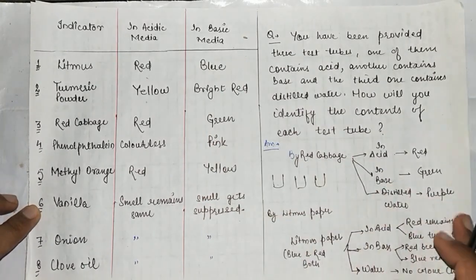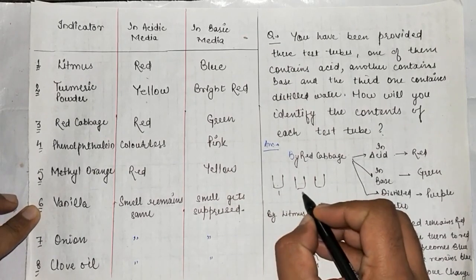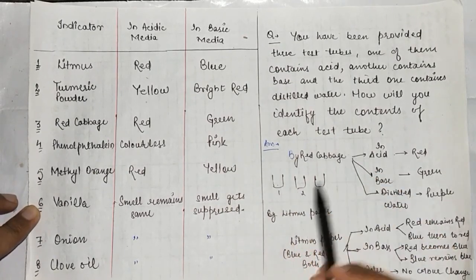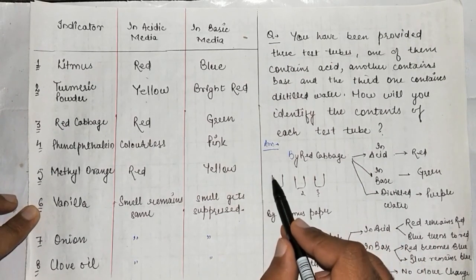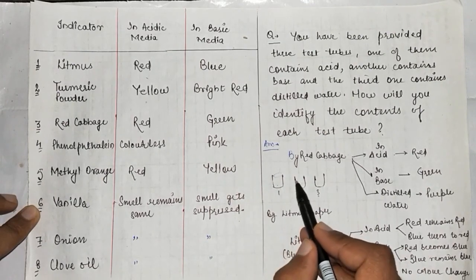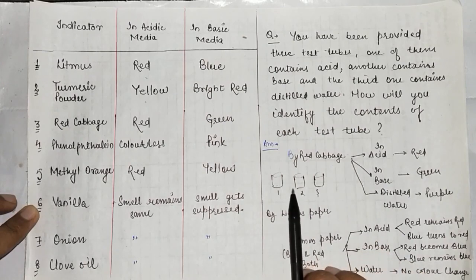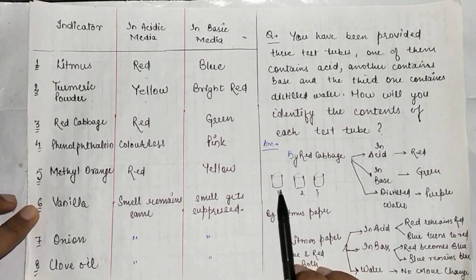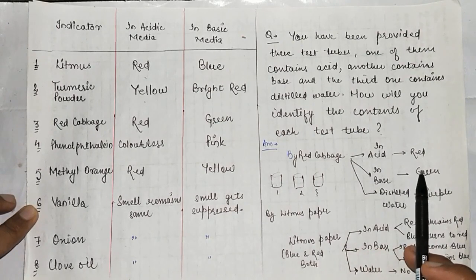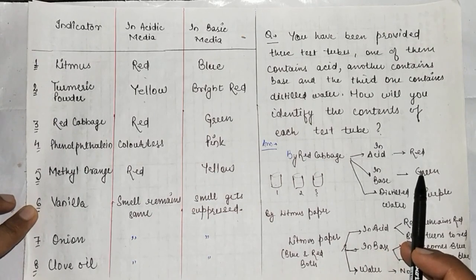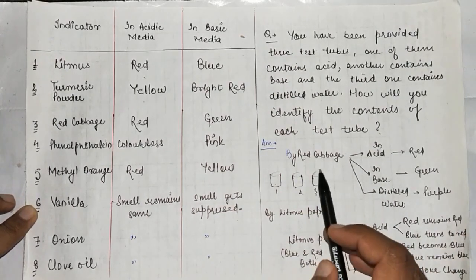One more question was given: you have been provided three test tubes, 1, 2 and 3, and one of them contains acid, the second contains base, and the third contains distilled water. We don't know in which test tube which solution or distilled water is present. So we can check whether the solution present in the test tube is acid, base or distilled water by some indicators, and I have chosen the best indicators that we can use here. First one is red cabbage.